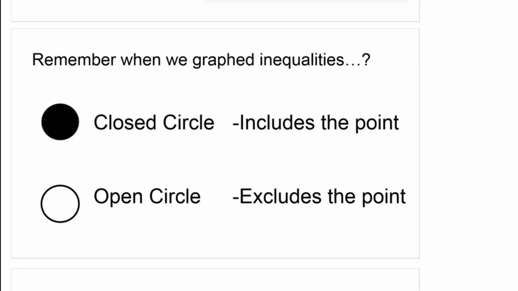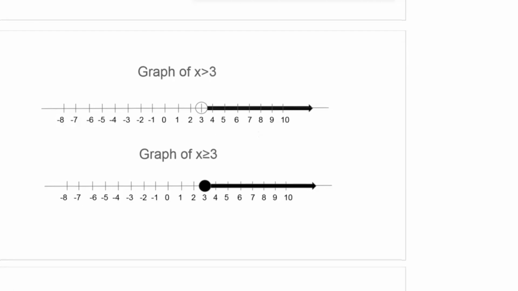So the first thing I'm going to look at is interpreting points. When you have a closed circle on the graph, or a closed point, that means it includes that point. When it's an open circle, then it excludes that point. So I'll show you a few examples of that, but just keep in mind if it's closed, it's including the number that it's on. If it's open, it's not including the number that it's on. This idea goes back to when we are graphing inequalities.